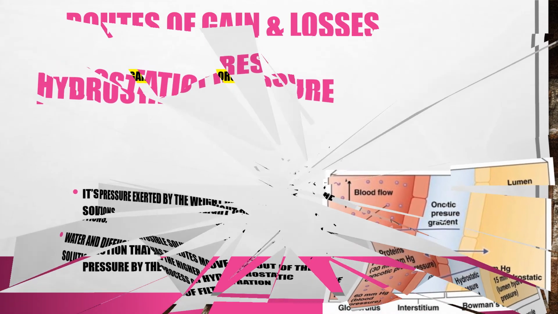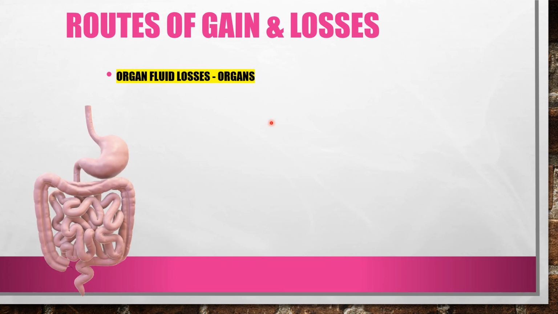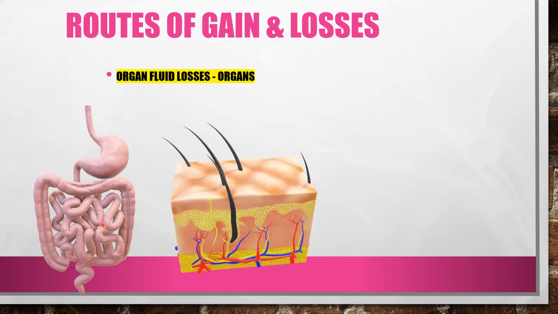The next one, gain and losses. The fluid loss and gain is based on these organs. What are they? The first one is the GI system, that is the gastrointestinal system. When we take food, for digestion and to transport the food materials, a lot of fluids are required. Nearly 8 liters of fluid is consumed. So in the GI system there is fluid loss and gain.